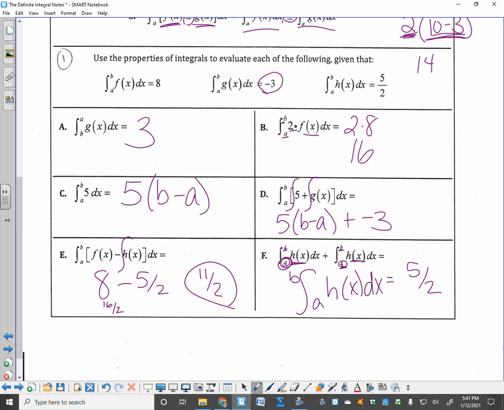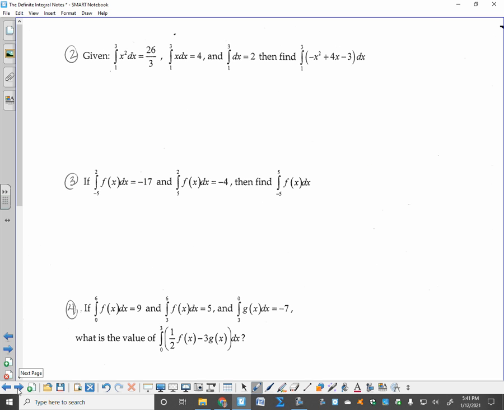I love those. It's like a puzzle. Just watch your limits, your upper and your lower limits, and make sure they're not flipping them around on you. Okay. Oh, I love these.